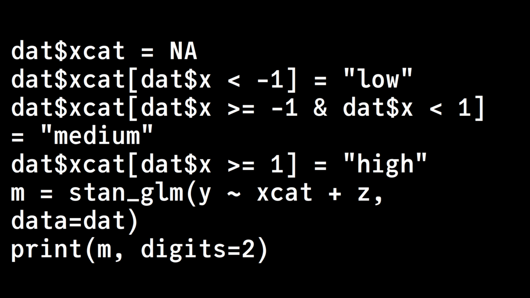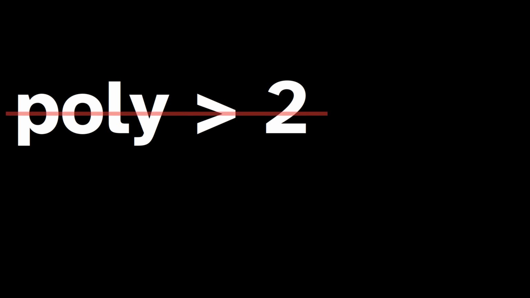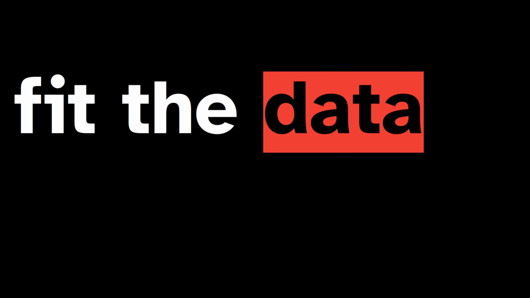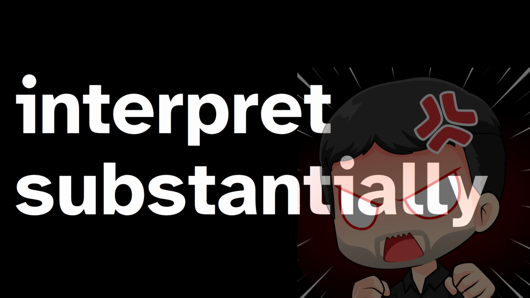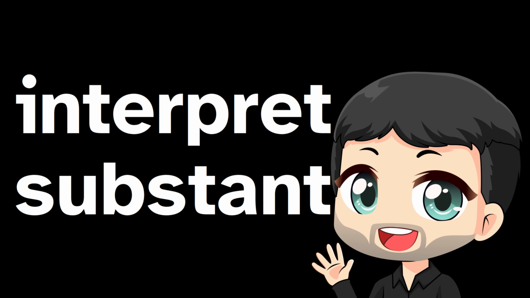In the social sciences, you don't normally want polynomials greater than 2. They may fit the data, but they are near impossible to interpret in a substantial way. By contrast, don't hesitate to use a quadratic term and categorical variables as alternatives to check robustness.